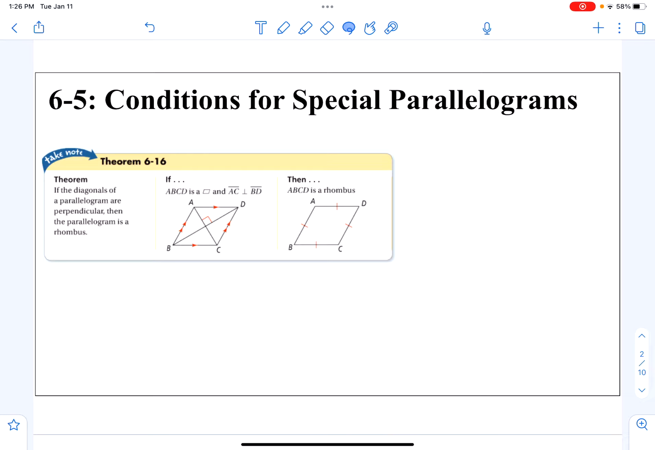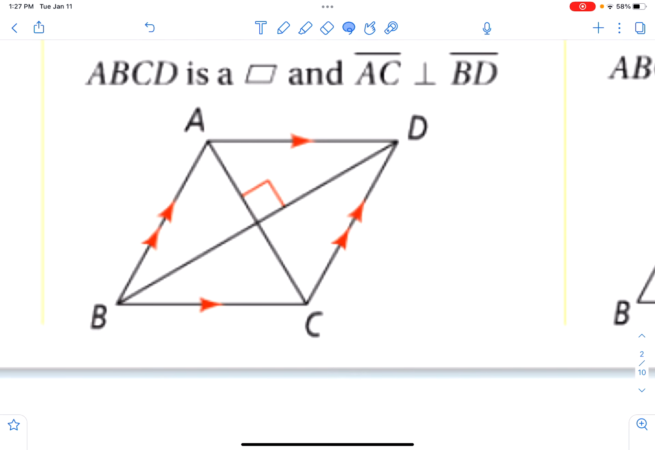This is 6.5, conditions for special parallelograms. So everything from 6.4, we'd say like if it's a rhombus, we know these things about it. Well, this one is just the converse. So saying if we know these things about a certain type of parallelogram, then we can know if it's a rhombus. So kind of those rules we learned yesterday, same thing, it just works backwards.